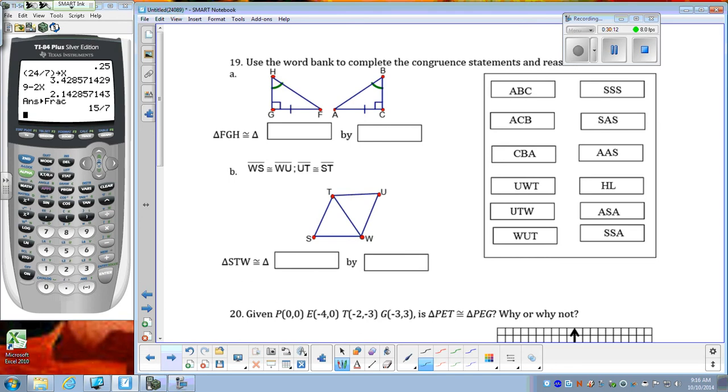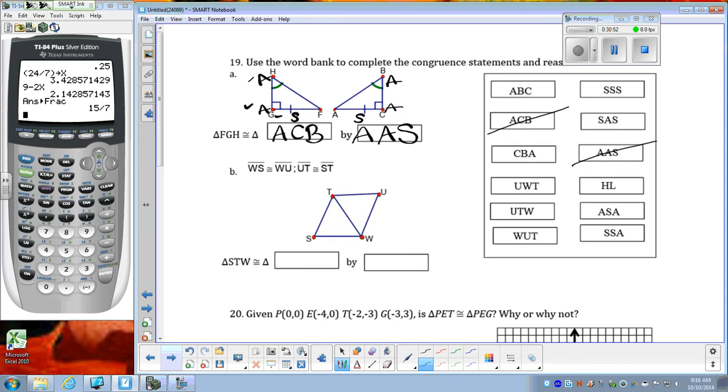All right, 19. Use the word bank to complete the congruent statement and reason. Well, I'm going to start from F. I don't have anything at F, but I do know FG is congruent to AC. I know angle G is congruent to angle C, and I know angle H is congruent to angle B. So here I have angle, side. So these two triangles are congruent by angle, side. If I look at my congruent pieces, I know G was congruent to C, so C has to go in the middle. H was congruent to B, so B has to go at the end, which means A has to go first. So ACB, AAS are gone.